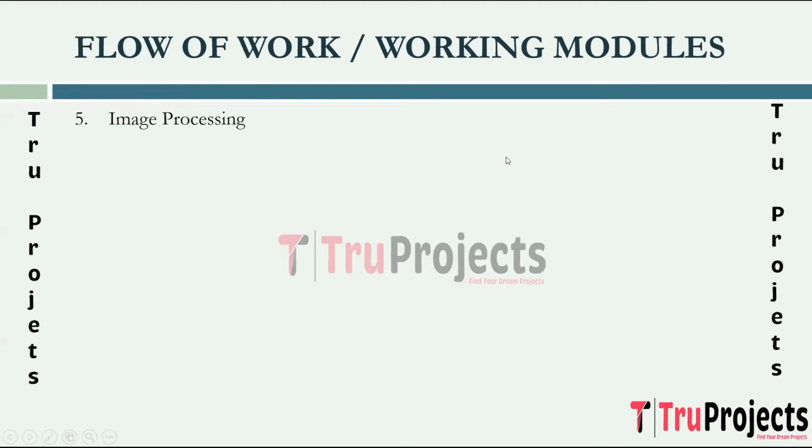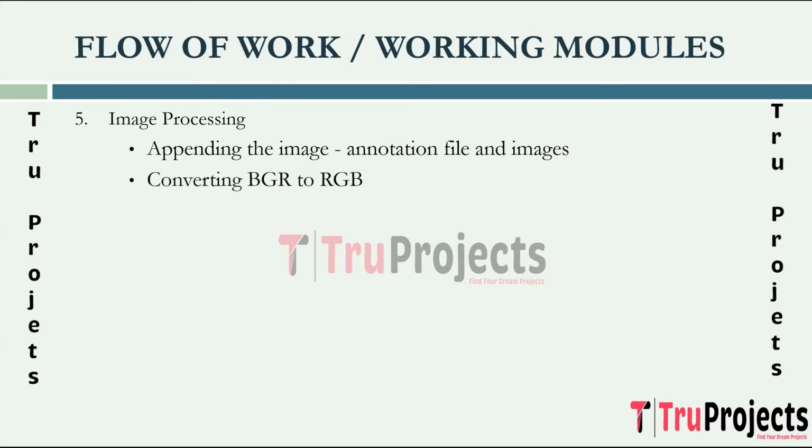The next step is image processing. Here we have appended image annotation file pairs, which is combining images with their corresponding annotations for supervised training. We converted BGR to RGB, which is blue, green, red to red, green, blue, which is adjusting color channels to ensure consistency between image representations. We created the mask, which is preparing masks to highlight regions of interest. We resized the image, which is standardizing image dimensions for model compatibility.